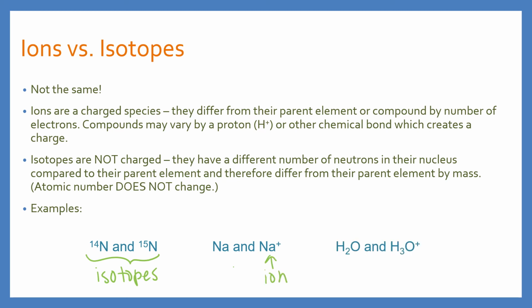And then we have water and the hydronium ion. The name of hydronium ion actually kind of gives it away, but these are different from each other by 1 proton. So water is a neutral compound, but hydronium has 1 extra proton. So its structure is water plus 1 more proton, and it has a formal charge of +1 on the oxygen. So this is an ionic compound.